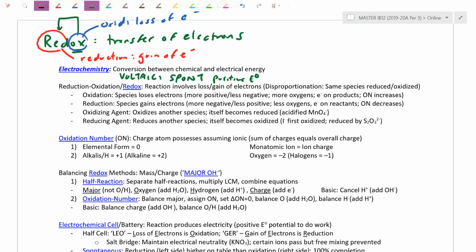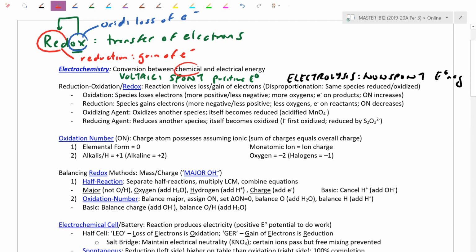Then towards the end of this chapter, we flip it around. What if there's a reaction that I want, but based on the delta G, it doesn't want to react spontaneously as written? In that case, we use an electrical source from the outside. We do electrolysis, using electrical energy to force a non-spontaneous reaction to occur. It's non-spontaneous because the E naught is negative. So it's those two headings, trying to link chemical reactions to electrical energy and vice versa.